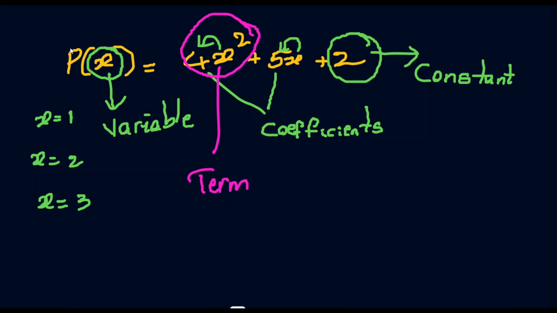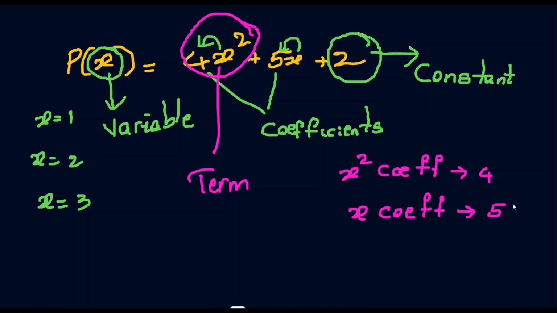Now, how many terms are there in this polynomial? It is 1, 2, 3. Three terms are there, right? So, what is the coefficient of x square? The x square coefficient is nothing but 4. Understand? What is the x coefficient? It is 5.